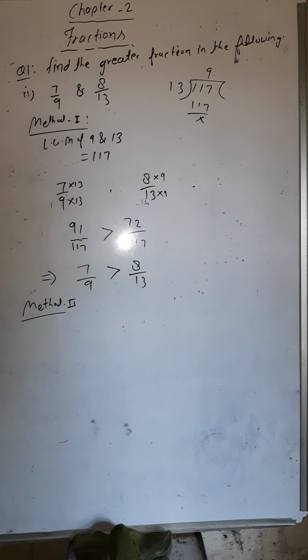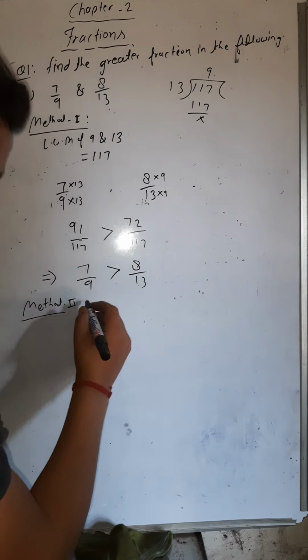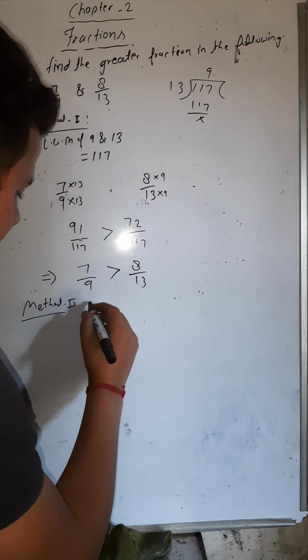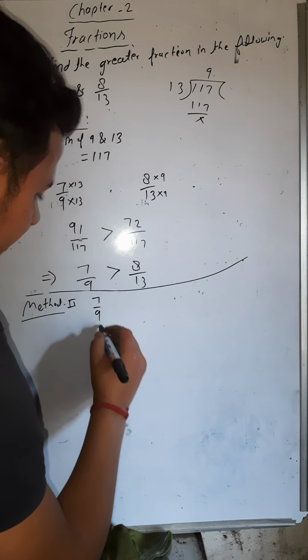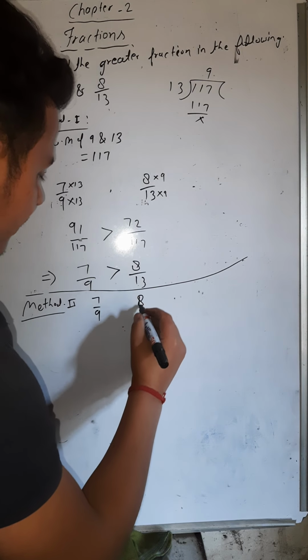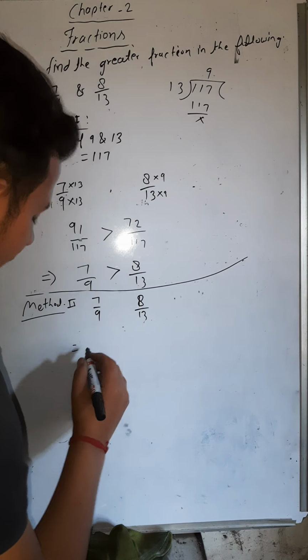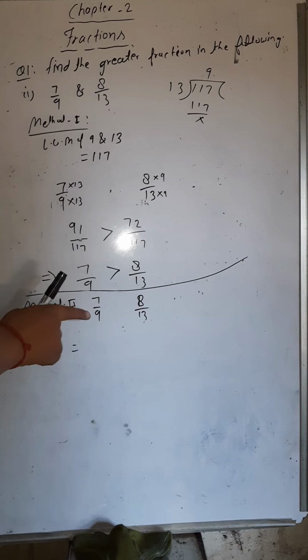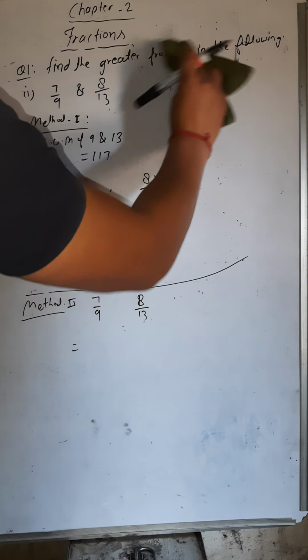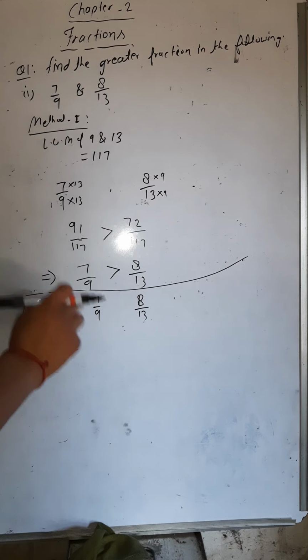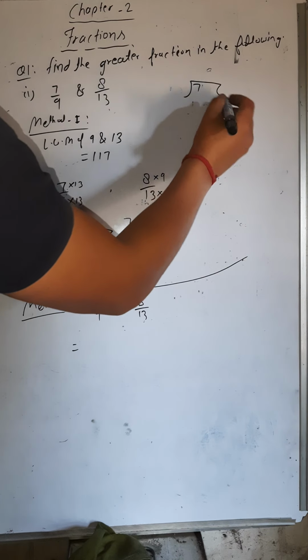So the second method says there is no need to take the LCM. Straightaway you are going to divide. So let me write both the fractions here: 7 by 9 and 8 by 13. I am going to divide. If you divide 7 by 9, how much will it come? Can you tell me? 7 you have to divide by 9.